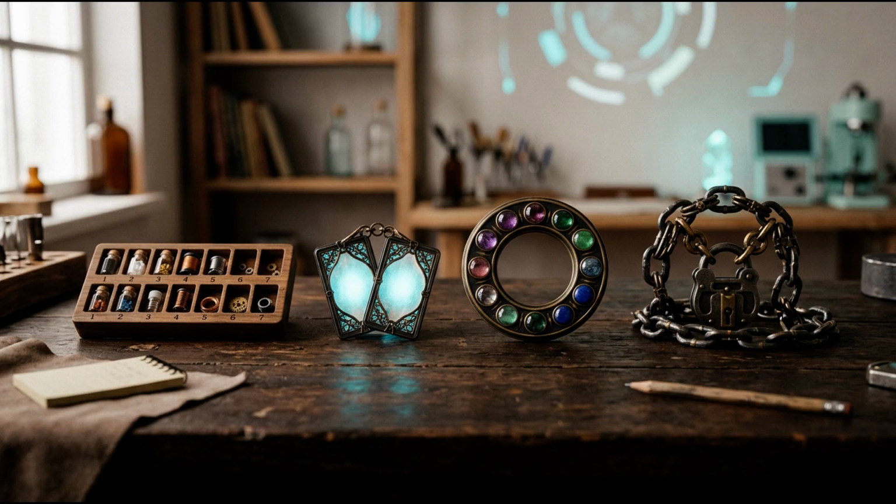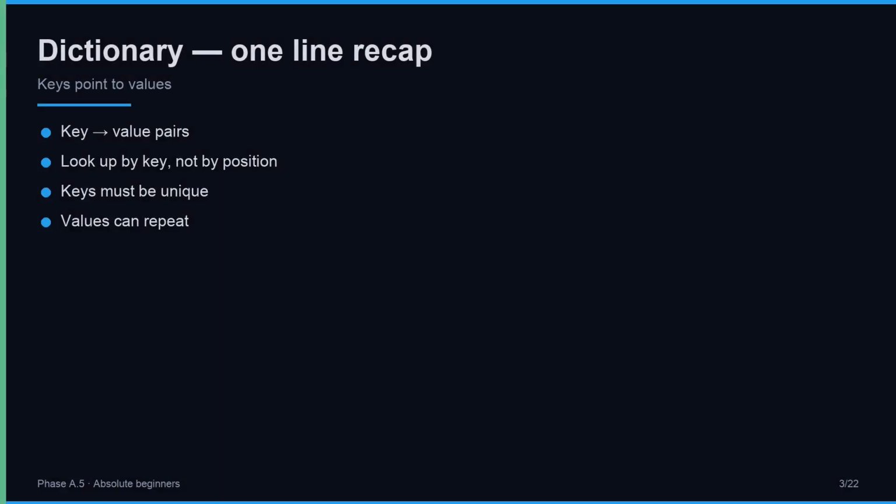You have met the 4 tools. Now the real skill begins, knowing which one to pick up for which job. Every program from here on asks you to choose. Picking is the new skill. A dictionary maps keys to values. Think phone book, the name is the key, the number is the value. You look up a value by its key, not by position. Keys must be unique, but values can repeat. Dictionaries are the choice when you have pairs of things, a name and a number, a product and its price, a setting and its value.